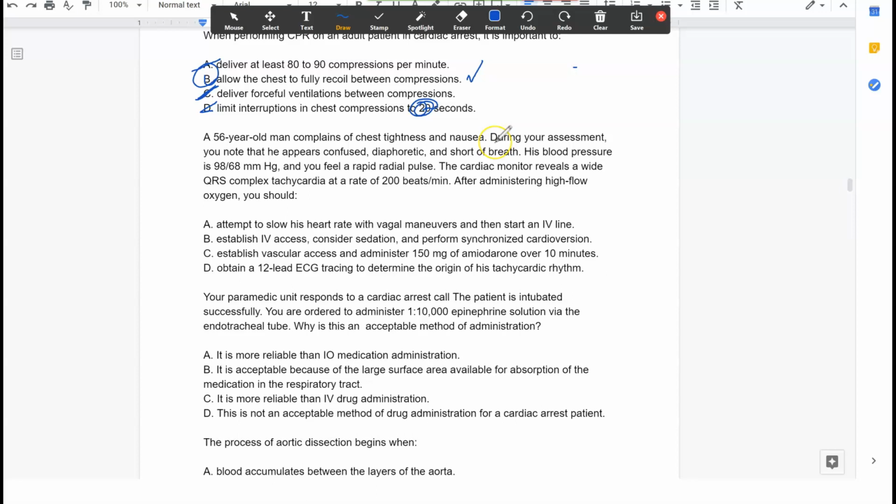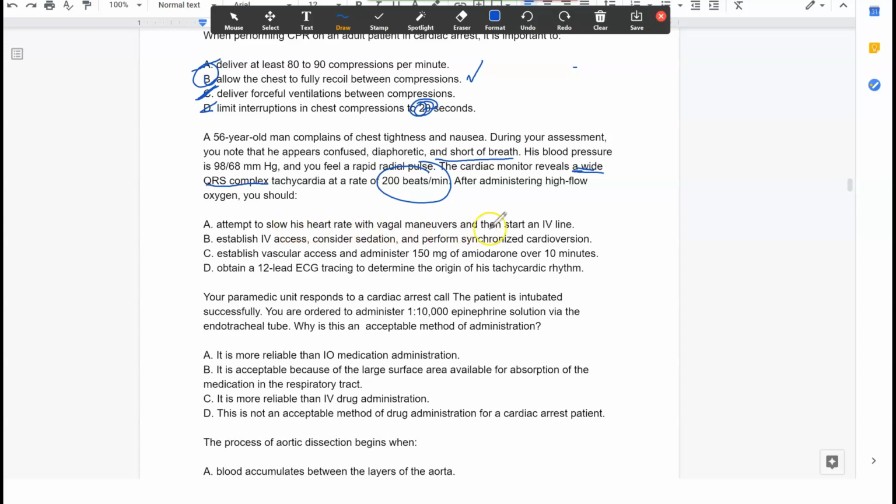A 56-year-old man complains of chest tightness and nausea. During your assessment, you note that he appears confused, diaphoretic, and short of breath. Blood pressure is 98/68, and you feel a rapid radial pulse. Cardiac monitor reveals a wide QRS complex at a rate of 200 beats a minute. After administering oxygen, what should you do?